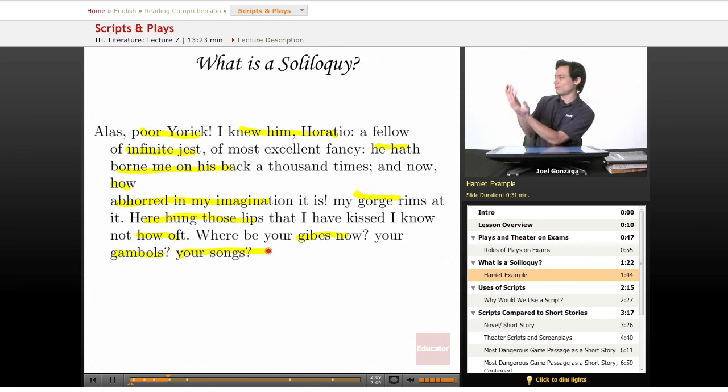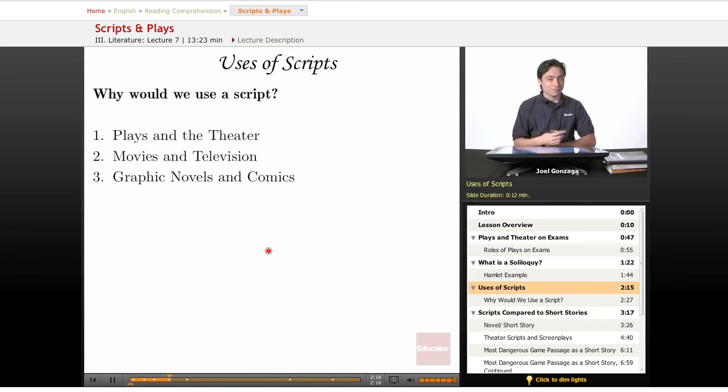Very, very dramatic, he's very sad, and he's talking to a skull and he eventually kisses it. So, that's what you're going to find on a test, soliloquies. How do you interpret them? Just like you're reading a speech. They're really easy.